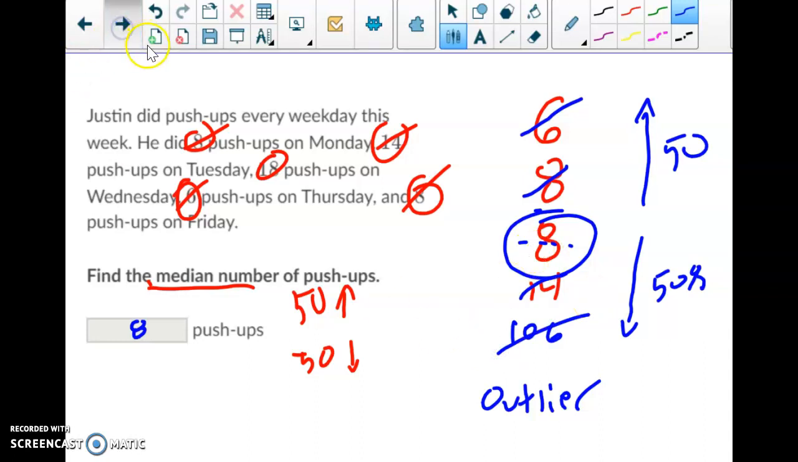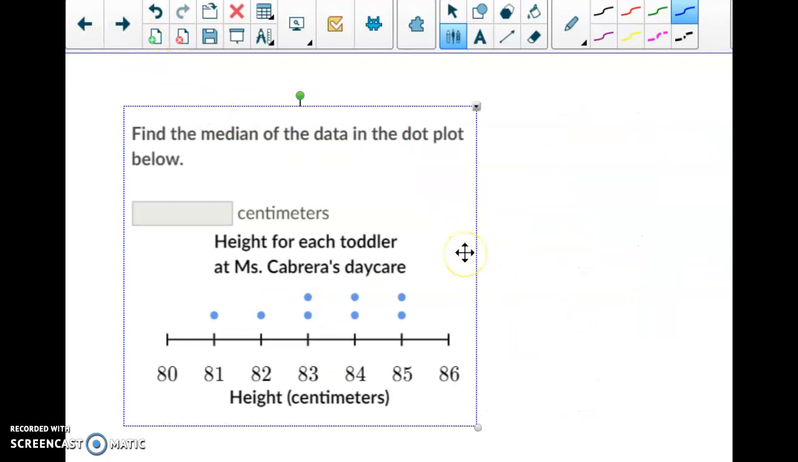This one is nice. It's already set up between 81, 82, 83, 84, 85, and so they're already in order, so I don't even have to worry about it. To find the median height of each toddler, I'm going to cross off the first one, cross off the last one, and keep repeating that.